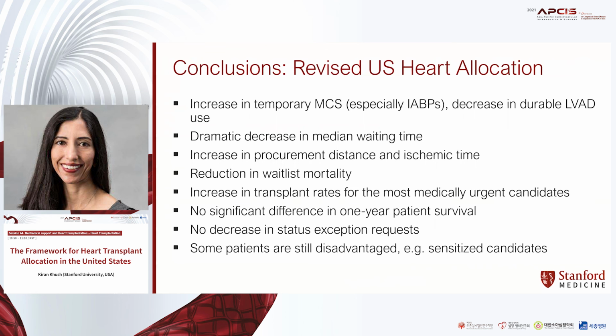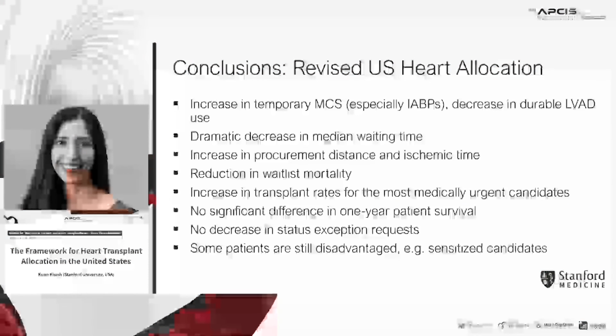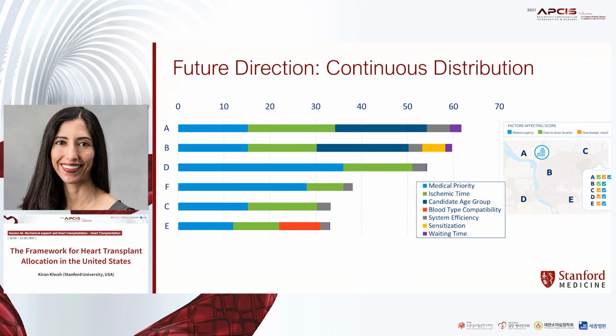Unfortunately, there's been no decrease in status exception requests, and I think there are still some patients who are disadvantaged under the new system, such as highly sensitized patients. Now, this is just the first iteration of a new donor heart allocation system. I think we're all working towards eventually implementing a heart allocation score in the United States, which takes into account these patient priority factors, as well as other considerations, such as the anticipated ischemic time, blood group compatibility, age, and so forth.